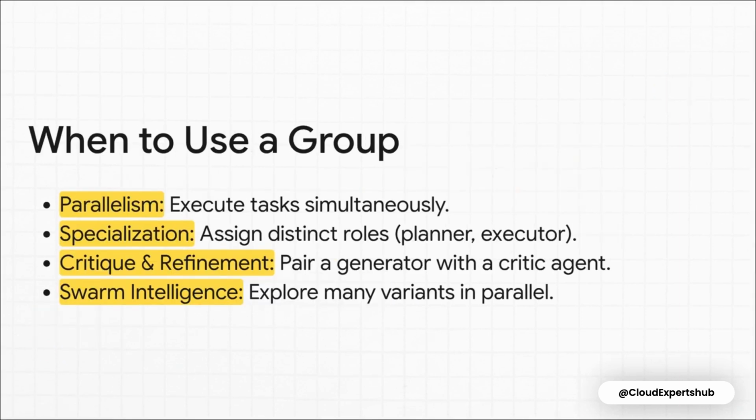Well, a few key times. First, for parallelism. That's when you need to do a bunch of things at once, like have one agent scraping documents while another one is hitting the web. You can also use it for specialization, assigning specific roles like a planner and an executor. But one of my favorite patterns, and it's super powerful, is for critique. You pair a generator agent that comes up with ideas with a critic agent whose only job is to poke holes in them. They go back and forth, refining the idea until it's solid gold.